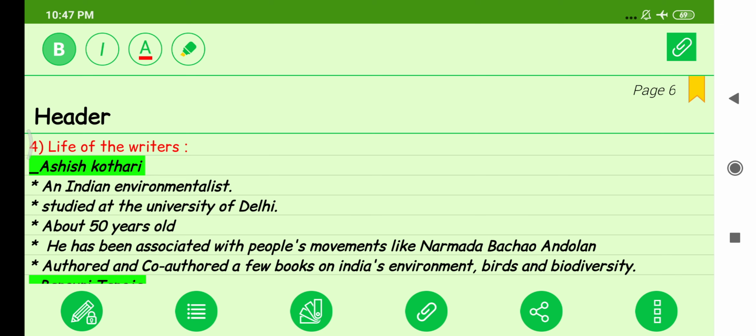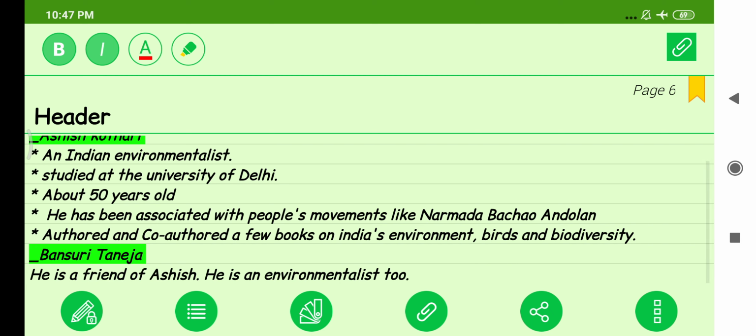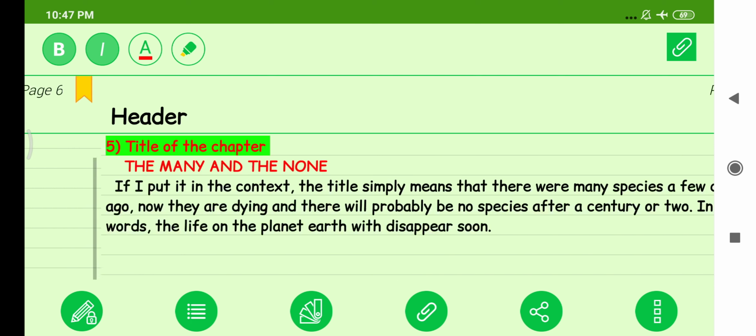Writers, well, we don't have much to say about these two writers because they are not great writers, they are just environmentalists. Ashish Kothari is an environmentalist. He has studied at the University of Delhi. He's about 50 years old. He has been associated with people's movements like Narmada Bachao Andolan. Authored and co-authored a few books on India's environment, birds, and biodiversity. Bansuri Taneja is a friend of Ashish, and he is also an environmentalist.